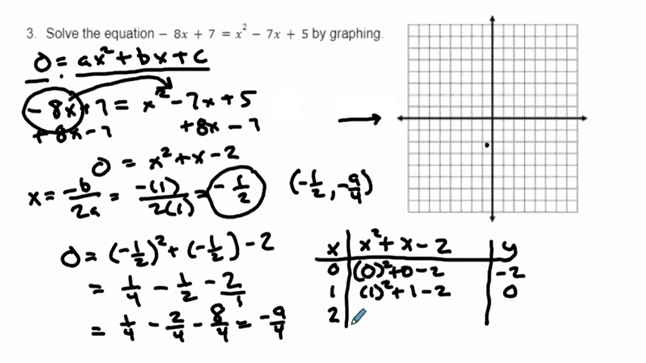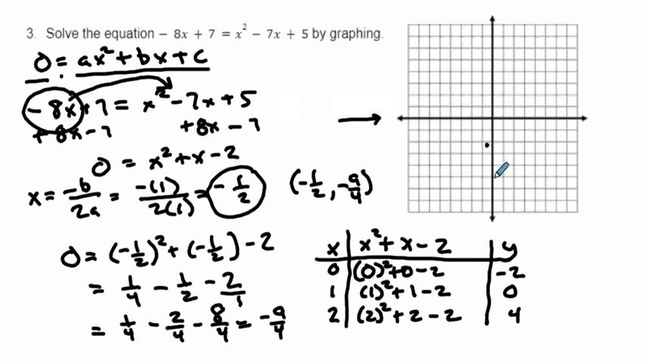All right, this is going pretty straightforward, right? And then when you put 2 in, that's when this thing starts to get positive. 2 squared is 4, 4 plus 2 is 6, 6 minus 2 is 4. All right, so those are my points here.